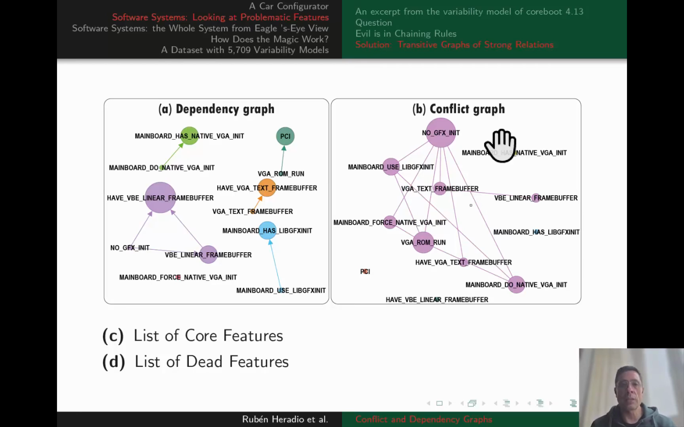Also, I should mention that there are 2 extreme cases, which are core and dead features. A core feature is a feature that needs to be enabled in every configuration, and a dead feature is a feature that has to be disabled in every configuration. So these features are not represented in the graphs, but are given in 2 lists.